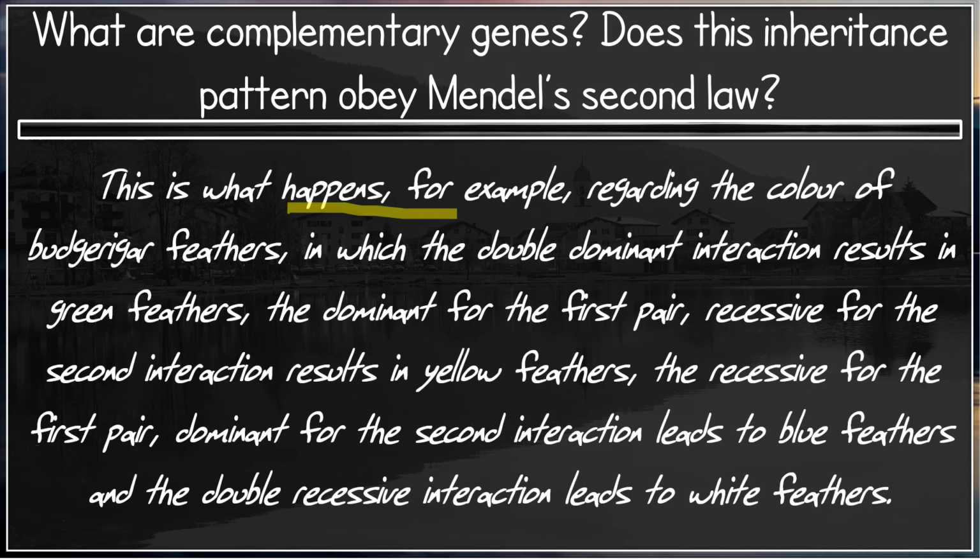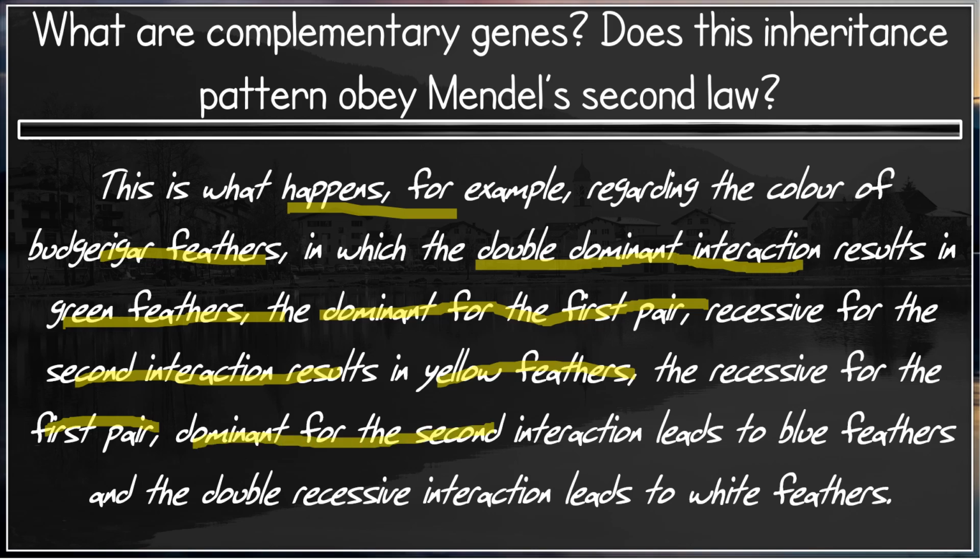This is what happens, for example, regarding the color of budgerigar feathers, in which dominant double interaction results in green feathers. Dominant for the first pair, recessive for the second interaction results in yellow feathers. Recessive for the first pair, dominant for the second pair interaction leads to blue feathers. And double recessive interaction leads to white feathers.